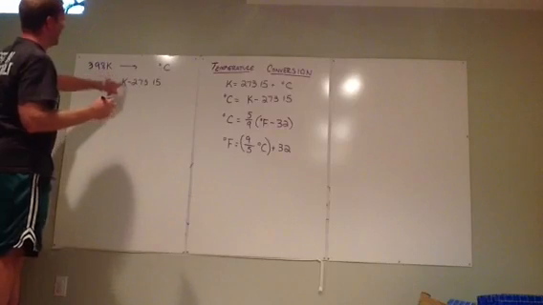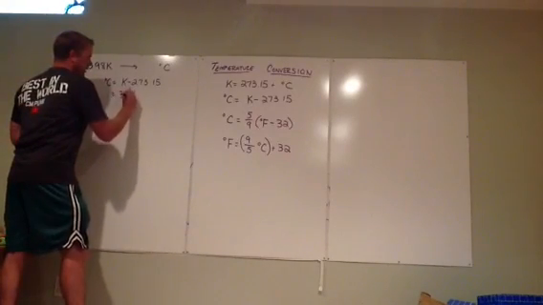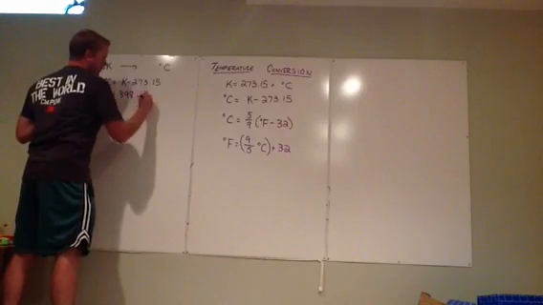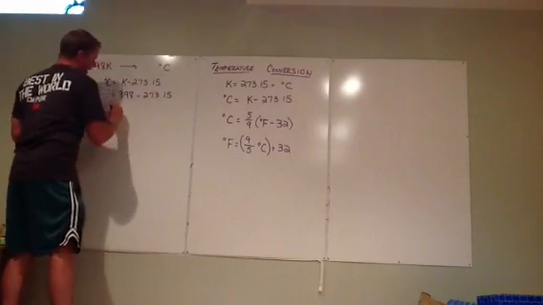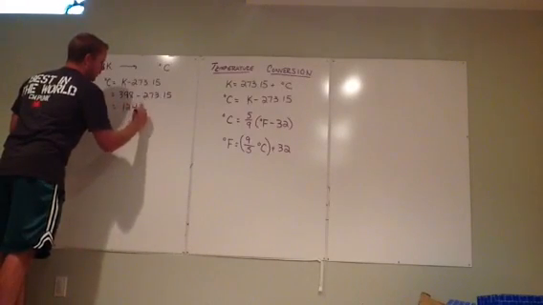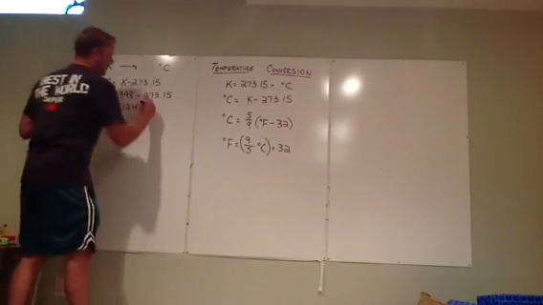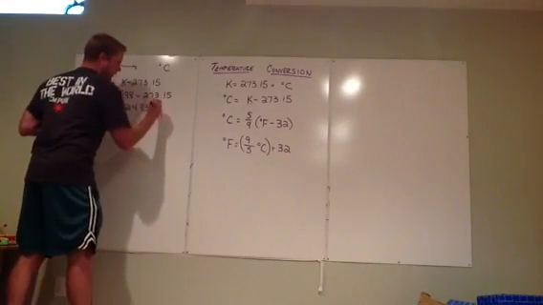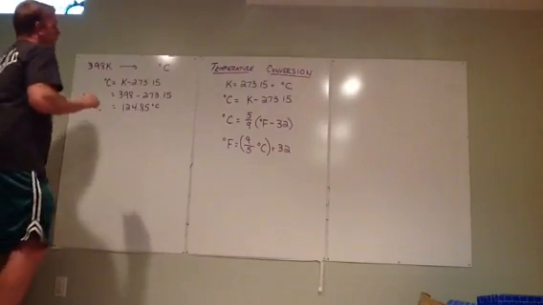So now it just becomes plug and chug. So 398 Kelvin ends up being inserted right here. So this is equal to 398 minus 273.15. You do the math on this and you get 124.85. Now, we were looking for Celsius, so it does get a degree symbol and a C. Fair enough.